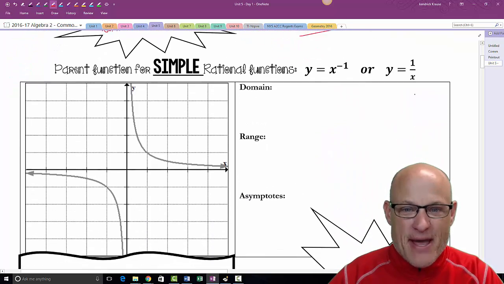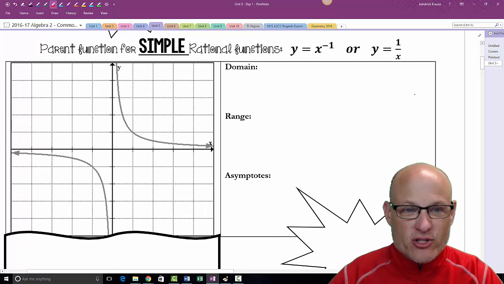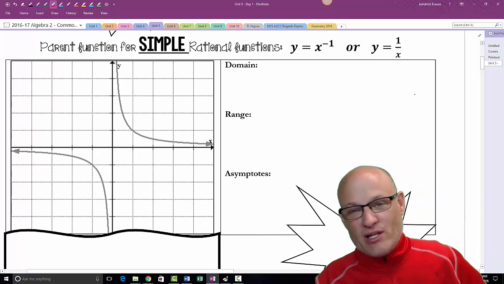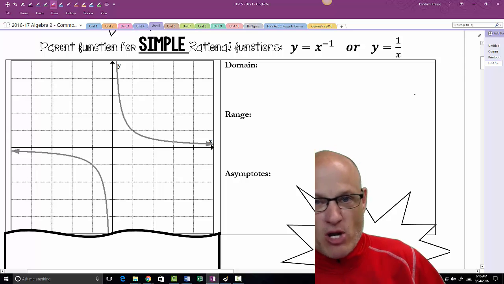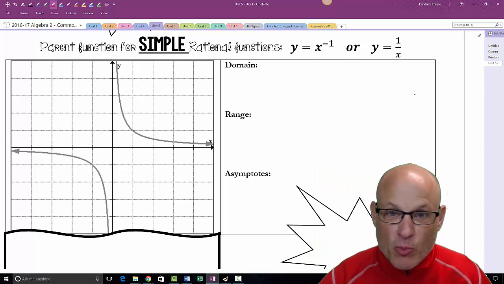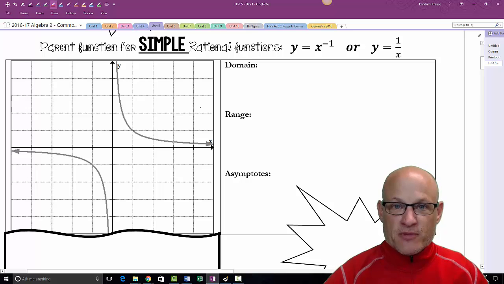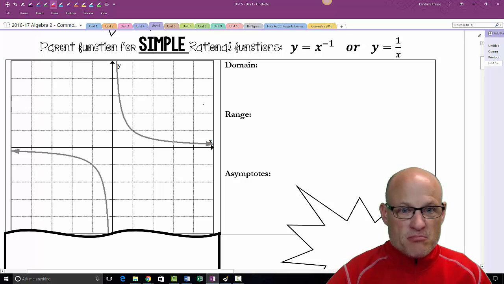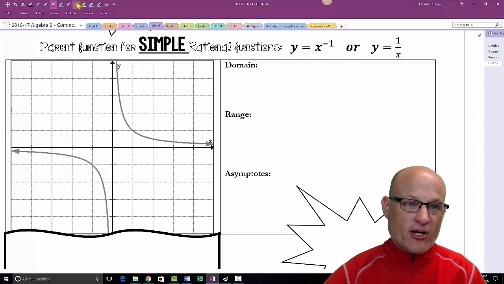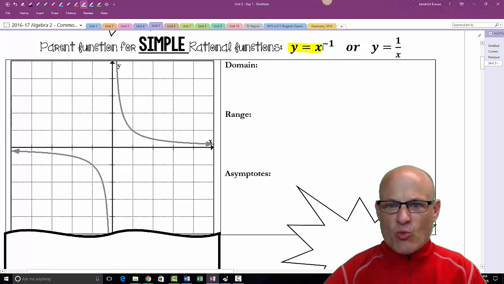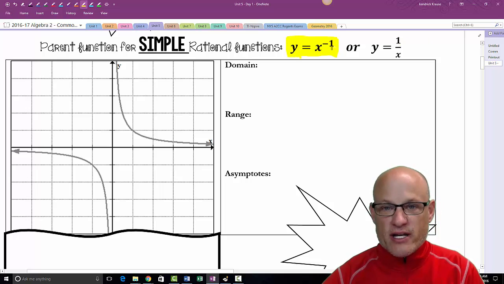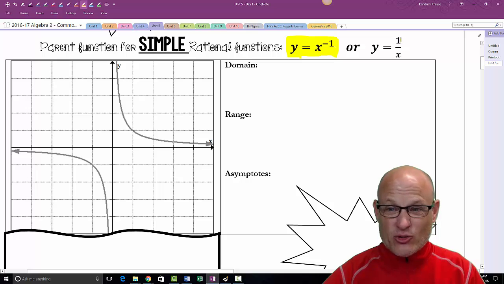Well, let's take a look at the parent function, because we are always talking about parent functions. You know a lot of them. You know a line, a parabola, an absolute value, a cubic, a fourth degree, a fifth degree, sort of. Now you know a rational function. The parent function of a rational function is written y equals 1 over x. Mr. Krause, that's not a fraction. You just said rational functions are fractions. Oh yeah, I forgot. Here it is. Remember, x to the negative 1 is really equal to 1 over x.